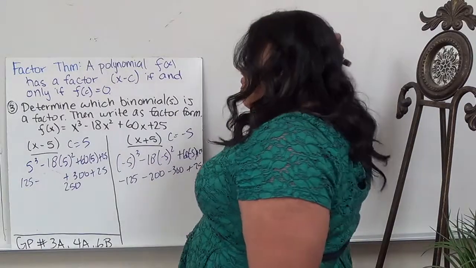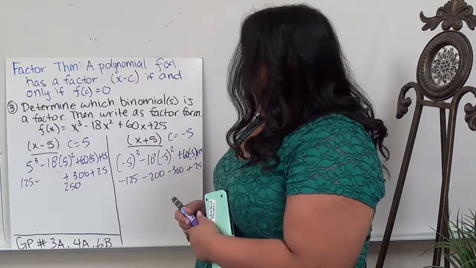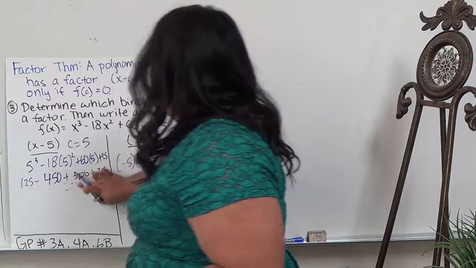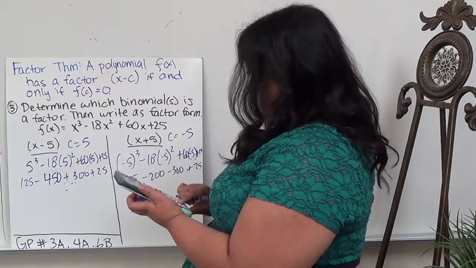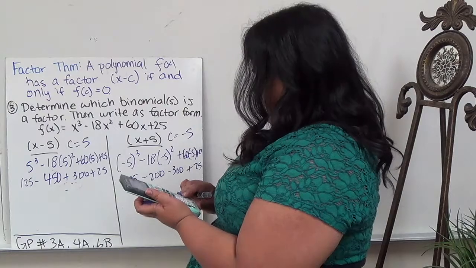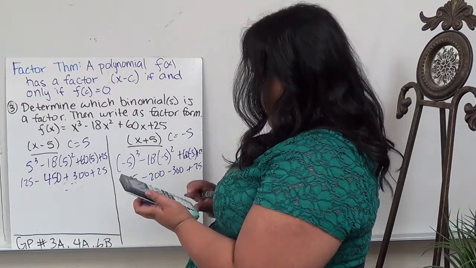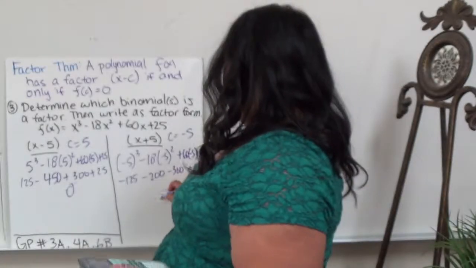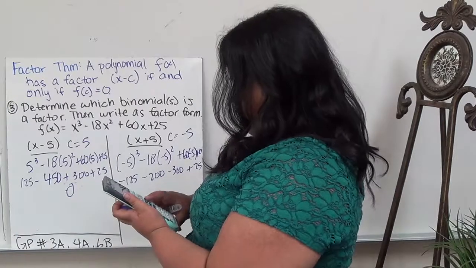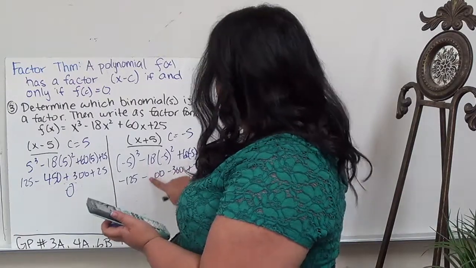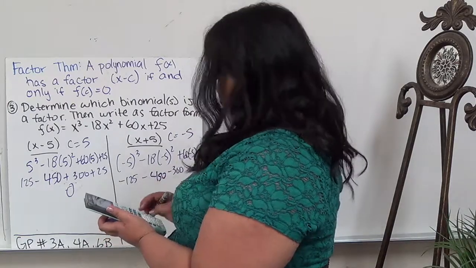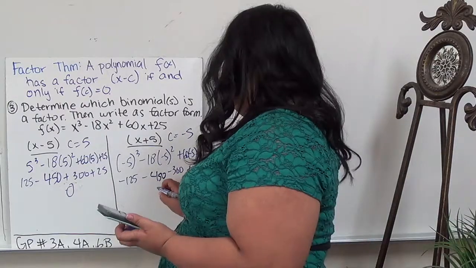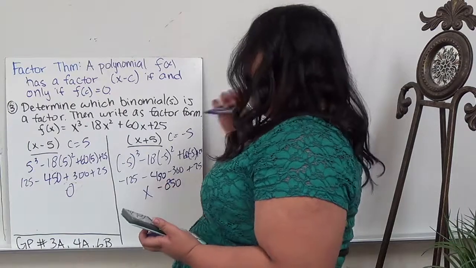All right, so I was wondering why neither of them worked. So let's pause the camera real quick. It turns out that this needs to be 450. So then we do 125 minus 450 plus 300 plus 25 is 0. So this is a factor. This is not a factor. This would be a negative 125, and this would be 450 minus 300 plus 25 will give me negative 850. So this is not a factor.